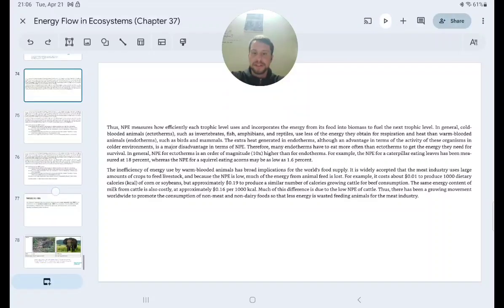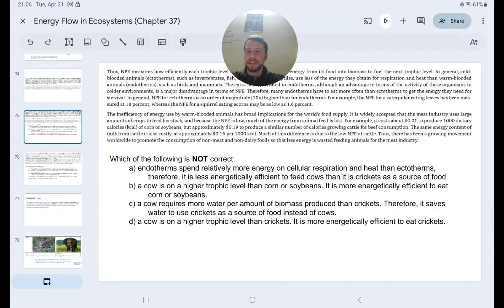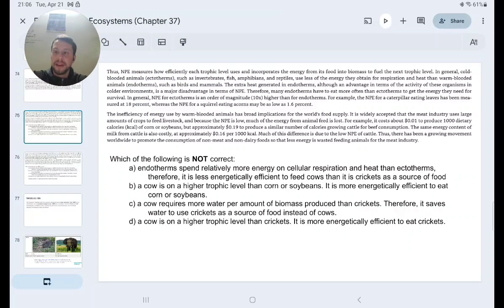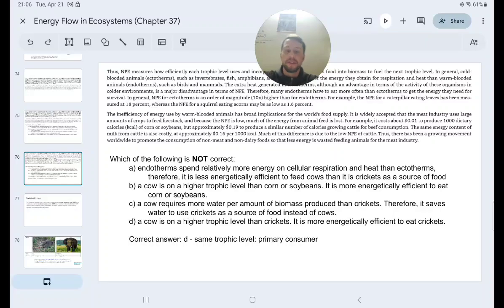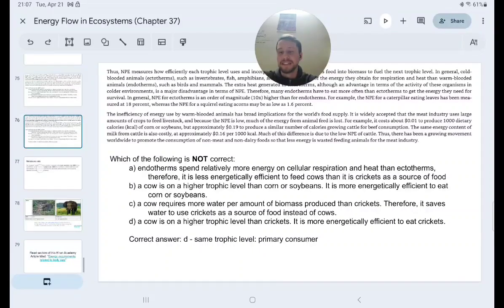Okay, so this is an example of what we've been talking about, so you can read these. Take a moment to read slide 74, and then unpause. Now take a moment to read slide 75, and then unpause and see if you can answer this. Which of the following is not correct? Okay, hopefully you're able to pause and answer this. And you should have D, same trophic level. Cows and crickets are on the same trophic level. They're both primary consumers, so I tried to trick you up there. But crickets, not trickets. Crickets are more environmentally friendly nonetheless.